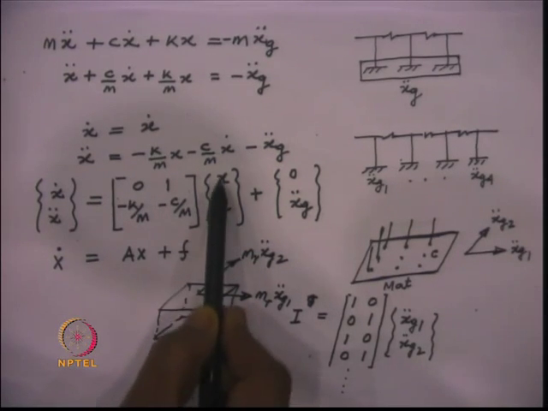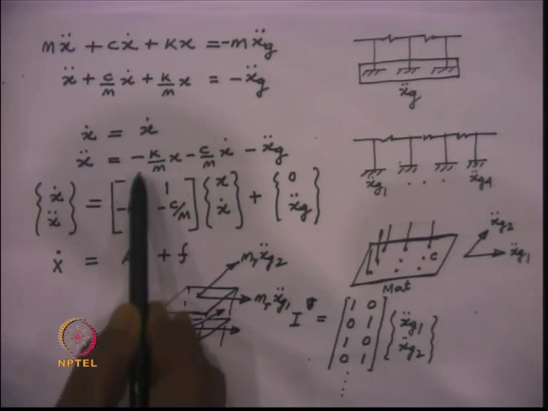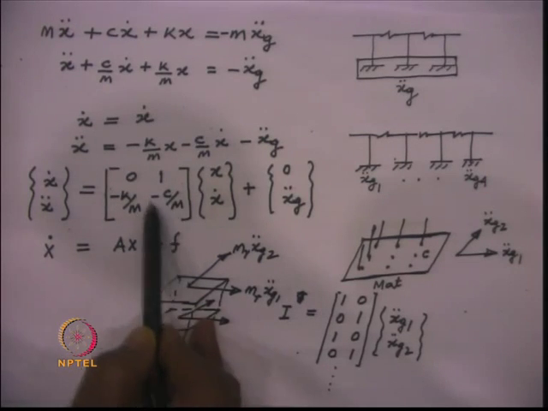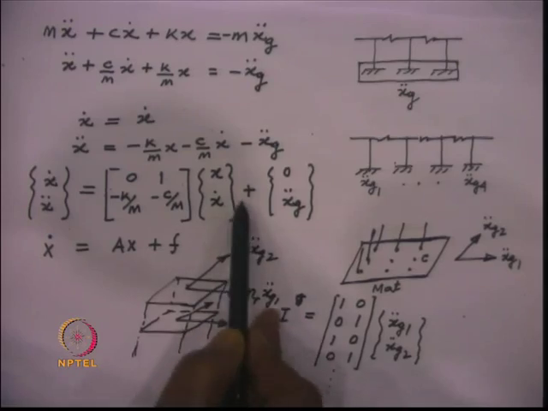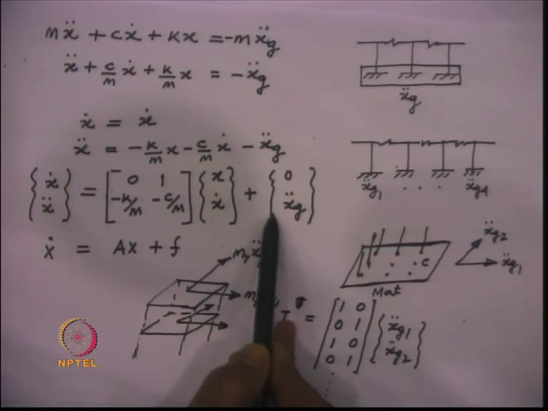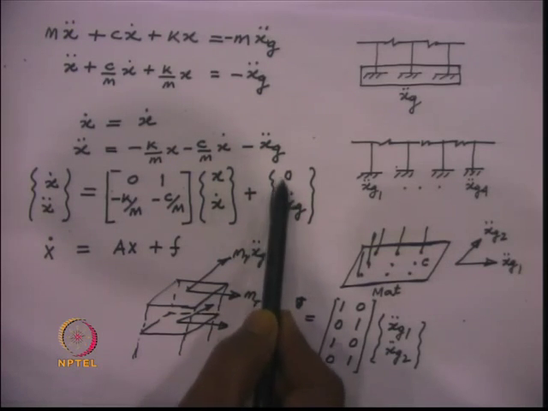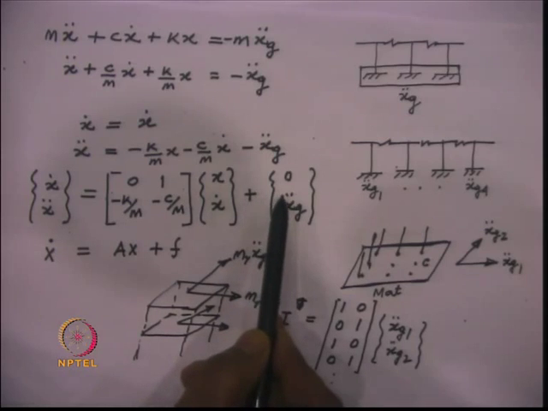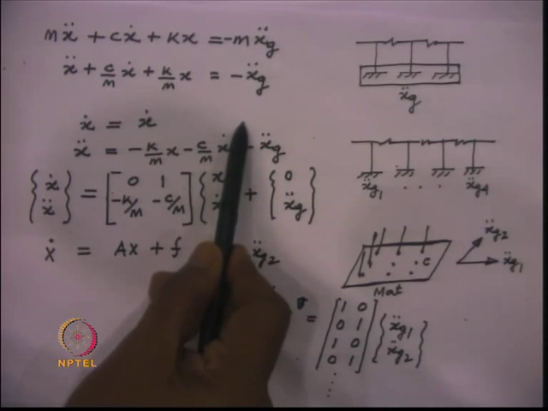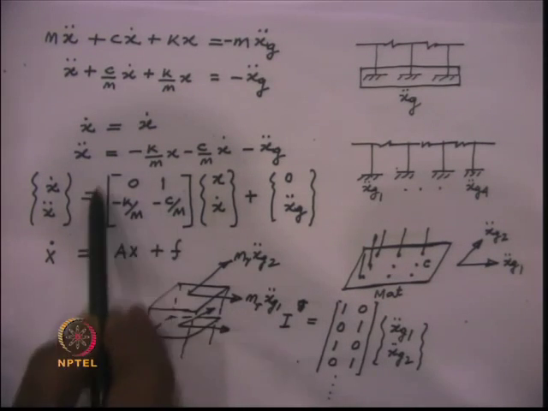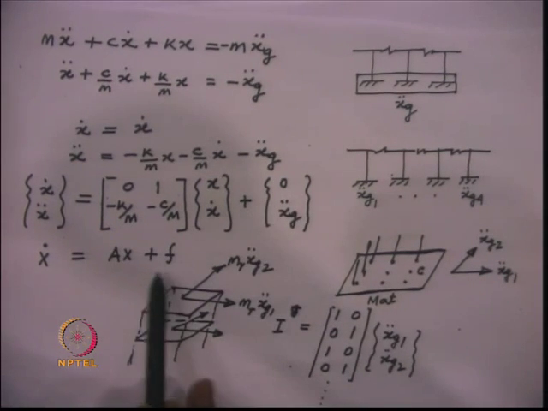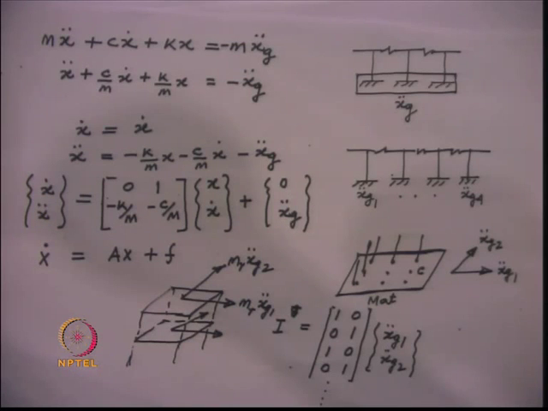If we multiply this with this, then we get minus k by m into x, that is this term, and then we get minus c by m into x dot, this term. We add on to this 0 and minus x double dot g, because there is no forcing term over here in the first row, that is why it is 0. So, we get the matrix A and this vector F, which is shown here in this equation.